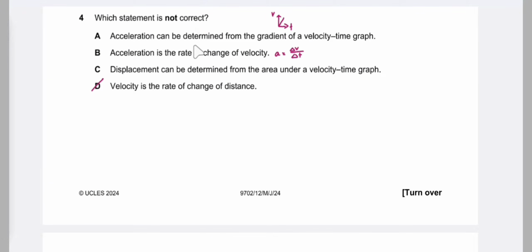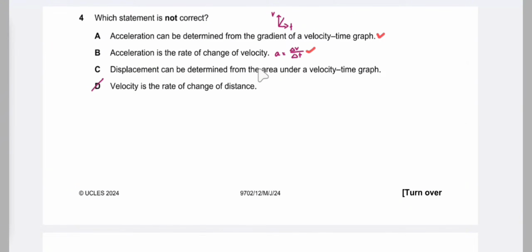4. Which statement is not correct? Acceleration can be determined from the gradient of the velocity time graph. For the velocity time graph, the gradient is acceleration. So this statement is correct, but we need to pick a wrong statement. Acceleration is the rate of change in velocity. So acceleration is equal to change in velocity by change in time. That is the rate of change in velocity. Again, this statement is correct.